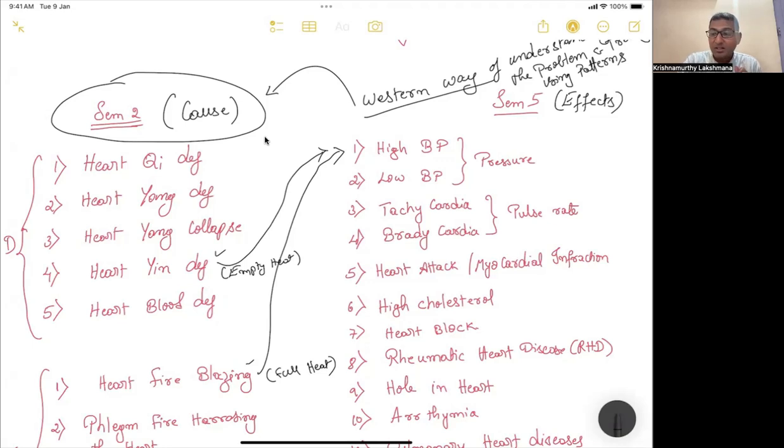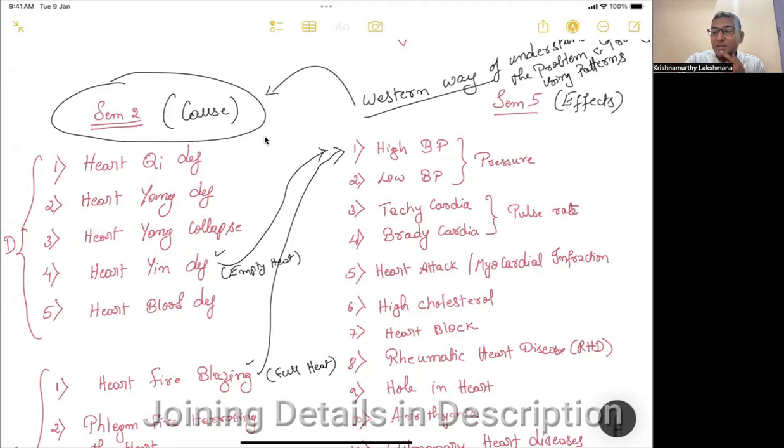Is it acceptable? If any of you ask me, see the symptoms and go to the root cause. Then only we can give the protocols. If you are a fifth sem student and you ask me, sir, protocol for high BP, what should I do?